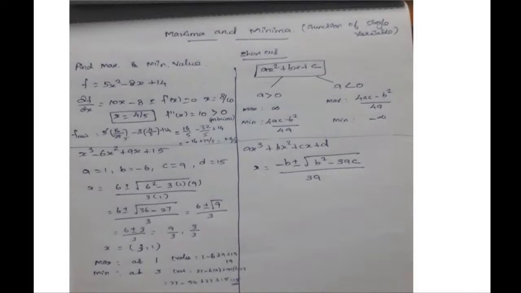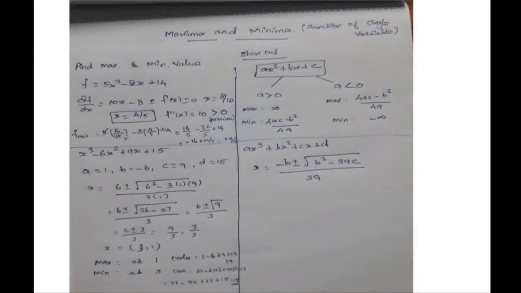Then to check whether it is a minimum or maximum point, we check the coefficient of x squared, the a value. If a is greater than 0, then this point is a minimum point. While seeing this equation, f of x is equal to 5x squared minus 8x plus 14, we can directly say it will give a minimum value, because a is greater than 0. The maximum value will be infinity.